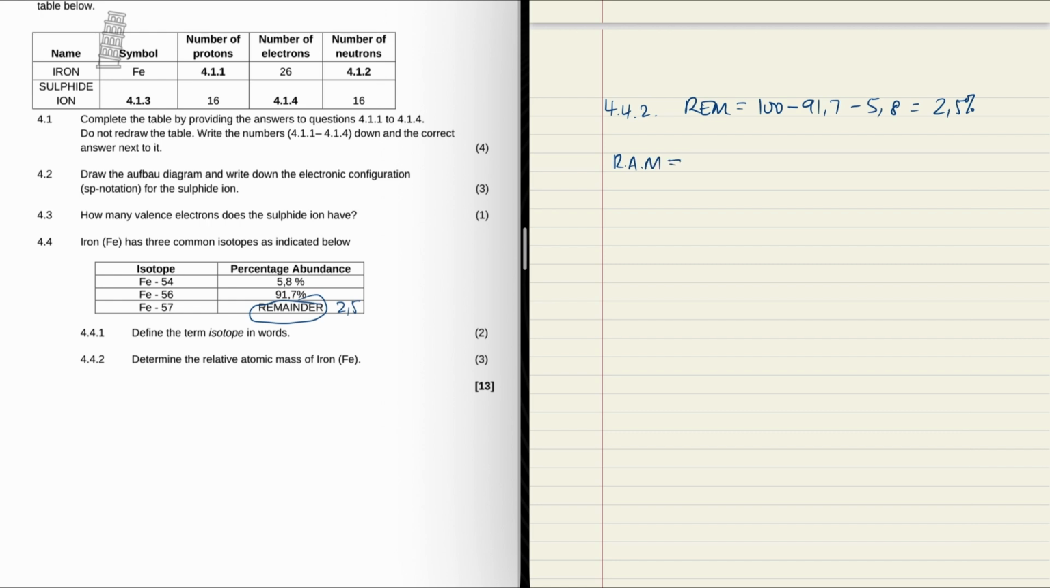Just take the mass multiplied by the percentage. So 54 times 5,8 over 100, then plus the next one is 56 times 91,7 over 100. Then plus the last one is 57 times 2,5 over 100. And that's equal to 55,91 atomic mass units, AMU.